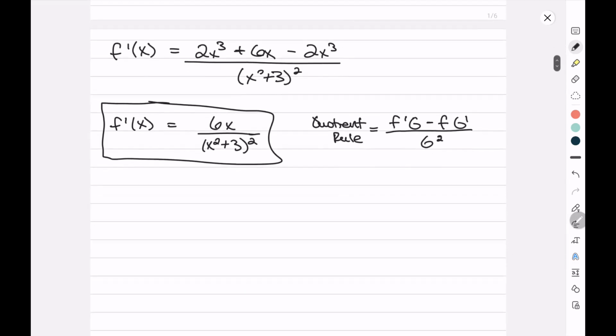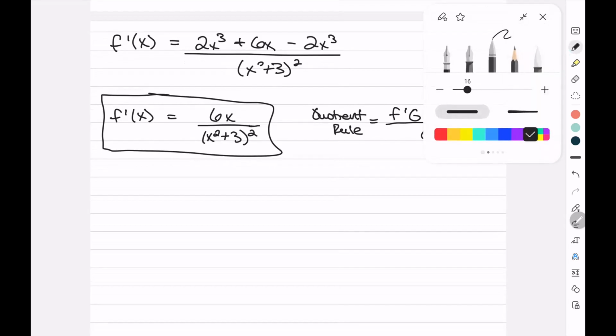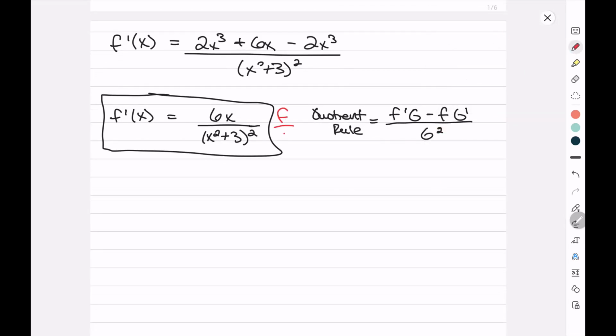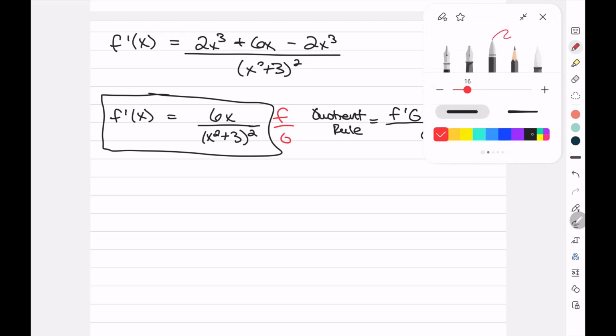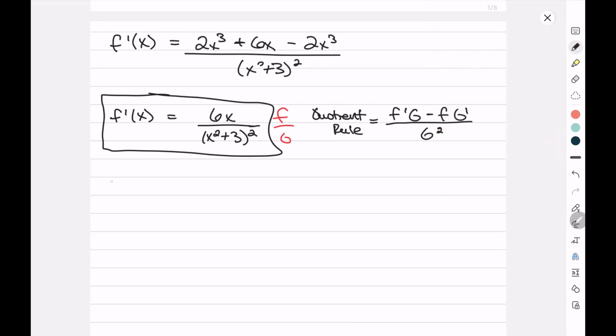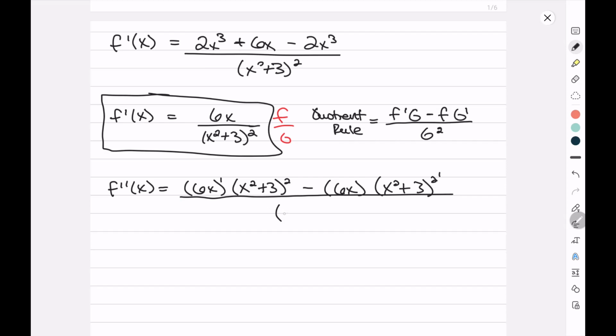So now we're going to try to take the second derivative. We know that we follow the form of f on top and g on the bottom. So if we take the second derivative, we will use the quotient rule again. So we'll take the derivative of 6x. Then we can put an x squared plus 3 in parentheses squared. And then we'll take the derivative of x squared plus 3 squared, in parentheses, but then we also have to square it. So we can use the law of exponents on that denominator.